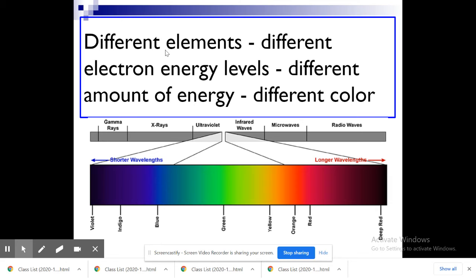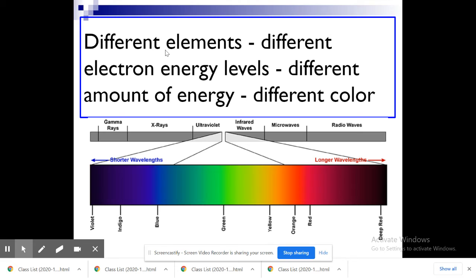For different elements, they have different electron energy levels. The electron energy levels for each element are very unique. It's just as unique as your fingerprints. Like everyone in the world has unique fingerprints, every element in the world has its unique electron energy levels. Because they have very unique electron energy levels, when they jump from the excited state back to the ground state, they would release different amounts of energy.